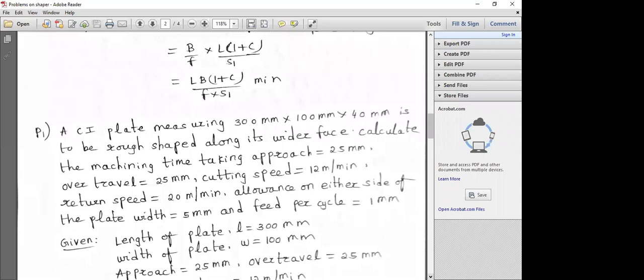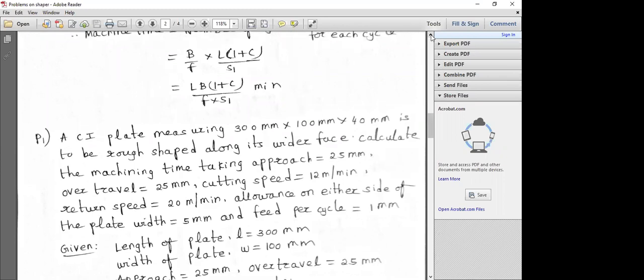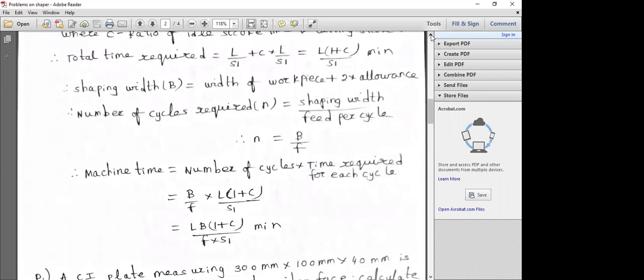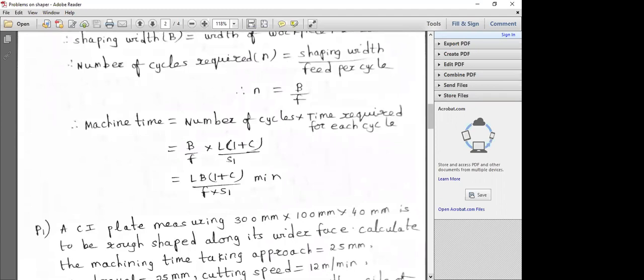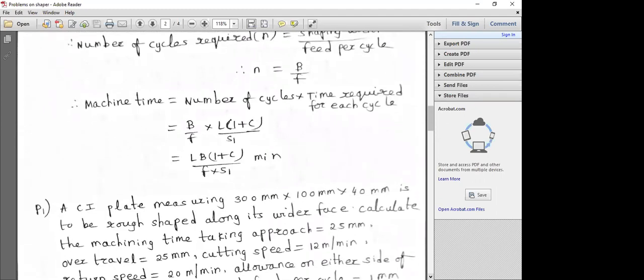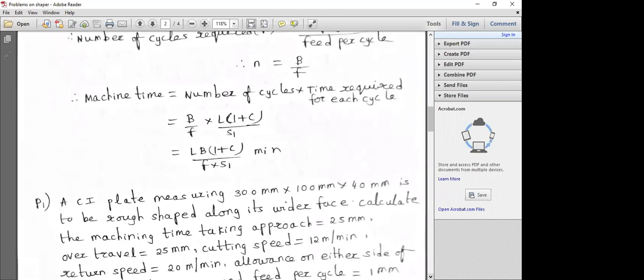Just try to remember, what is the first one? L, the length of the plate. The second one is the width of the plate. All of that you have to take into consideration. The other notation is L, B, T, or simply L, W, T. The capital B I have taken is the shaping width, so don't use small b here also. The standard notations are L, W, and T for thickness.